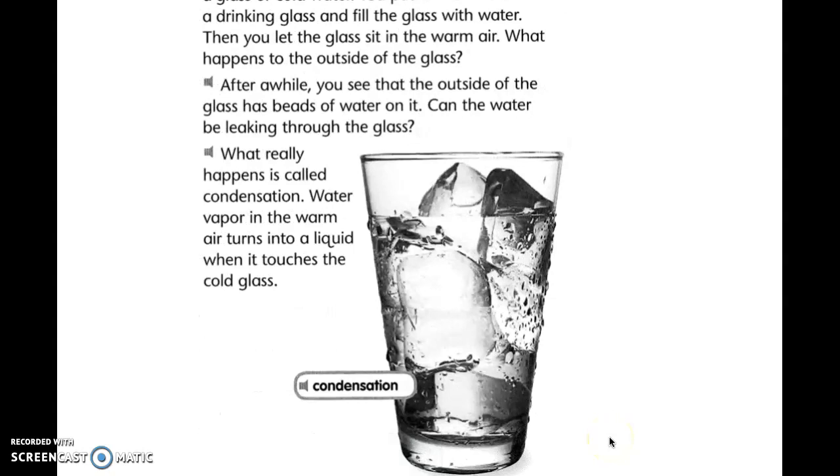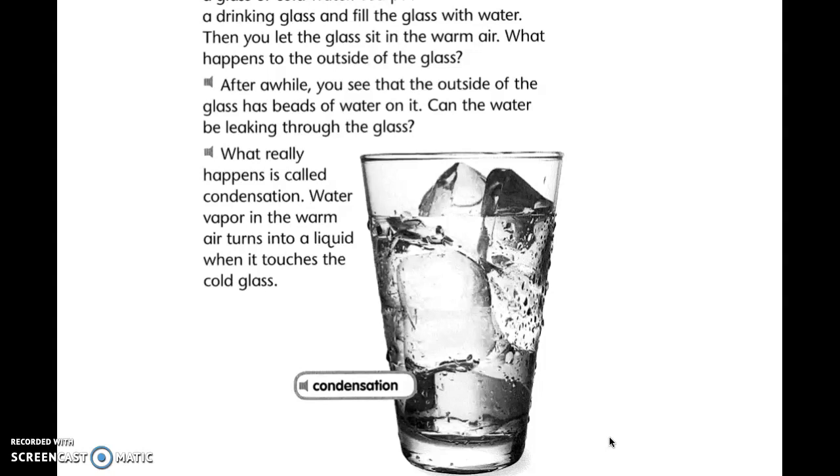Suppose that it's a hot day and you want to have a glass of cold water. You put ice cubes into the drinking glass and you fill the glass with water. Then you let the glass sit in the warm air. What happens to the outside of the glass? After a while, you see that the outside of the glass has beads of water on it.